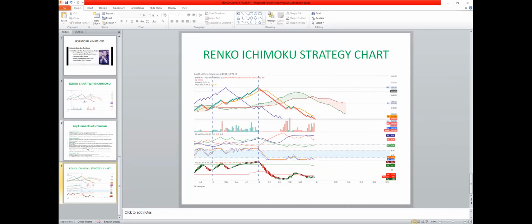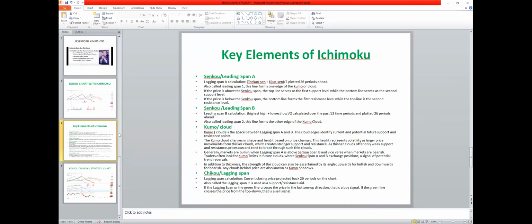And this Kumo cloud, what I showed you, that is the important area. We don't need to take any trades inside that, and that's why we are using it. That is actually a future representation of the price movements. Kumo is the space between leading span A and B. The cloud edges identify current and potential future support and resistance. This is a very important thing. You should understand that it will act as important support and resistance.